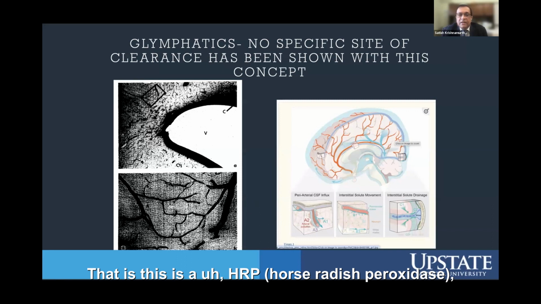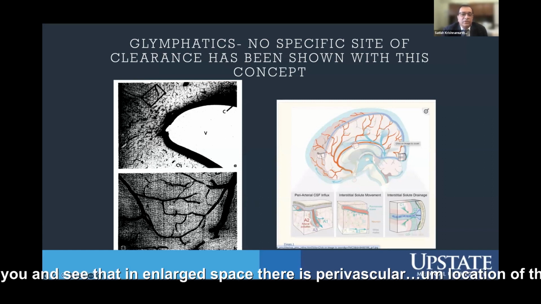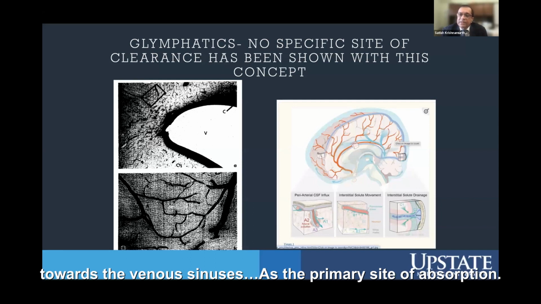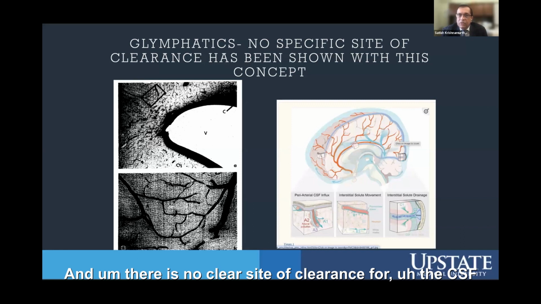This is HRP that was used, and it was injected into the ventricle. The top part is the ventricle, and if you see the enlarged space, there is perivascular location of the HRP. The issue with the glymphatics is it still orients towards the venous sinuses as the primary site of absorption, and there is no clear site of clearance for the CSF.